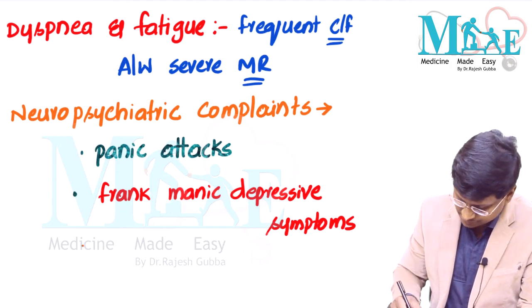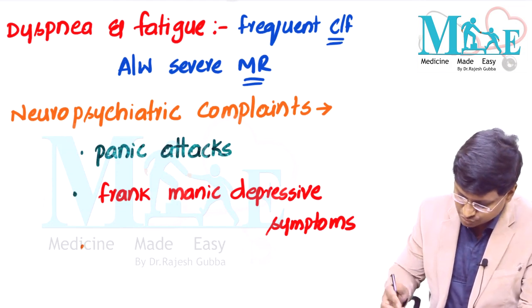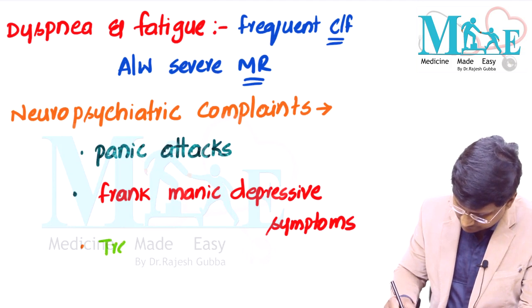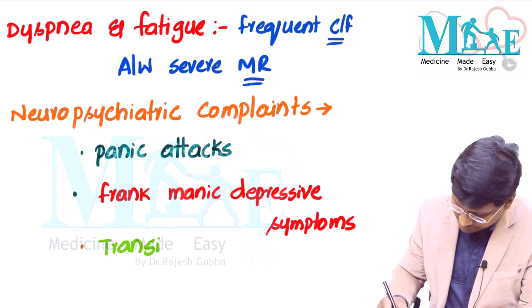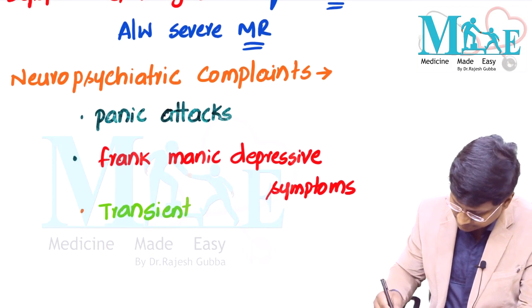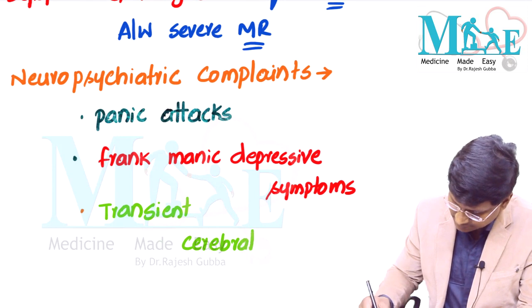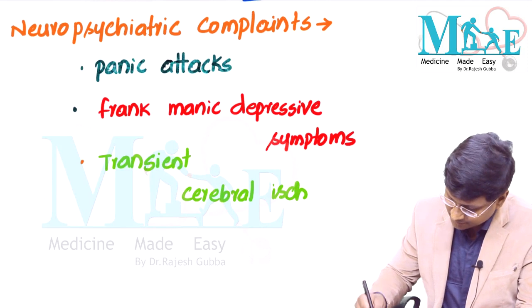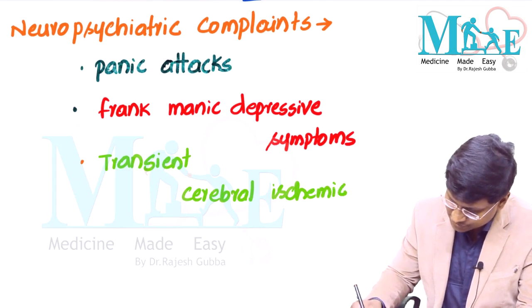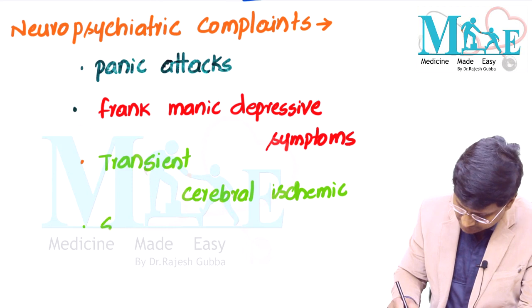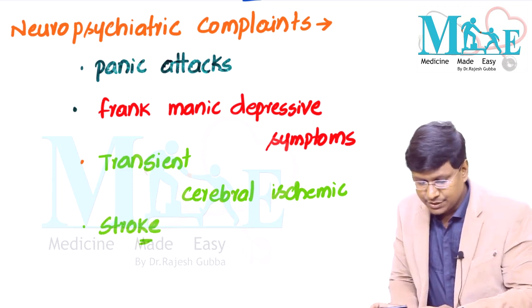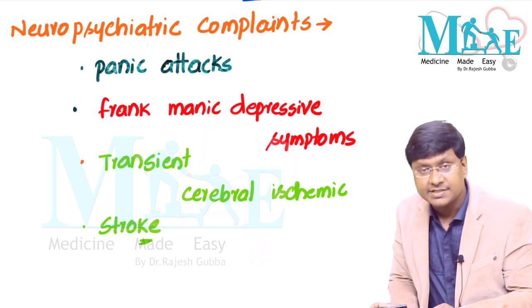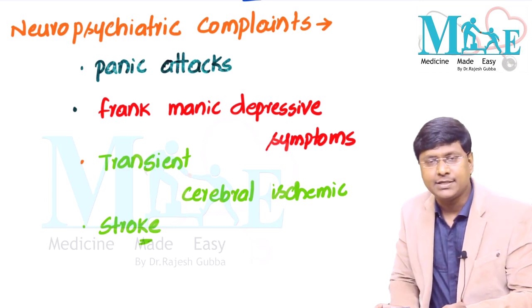And the other point is, some of these individuals may also have transient cerebral ischemic attacks. And some of the individuals can also have stroke. See, these neuropsychiatric symptoms, that is transient cerebral ischemia and stroke, are very, very rare. I'll tell you the reason.